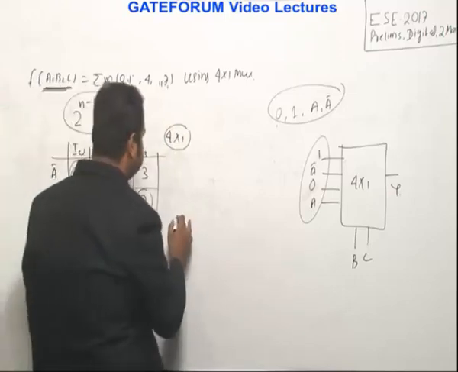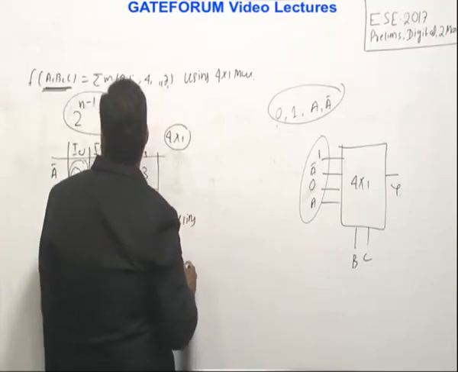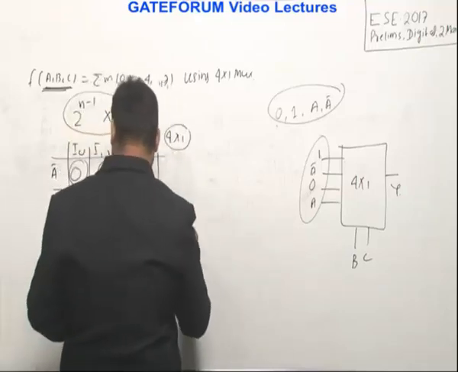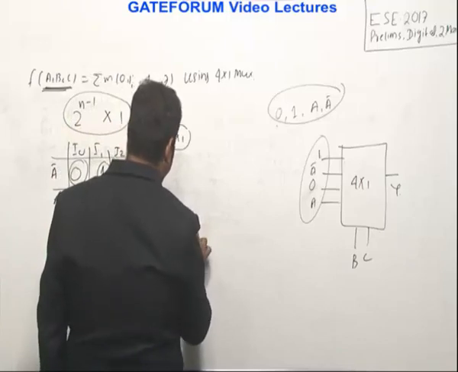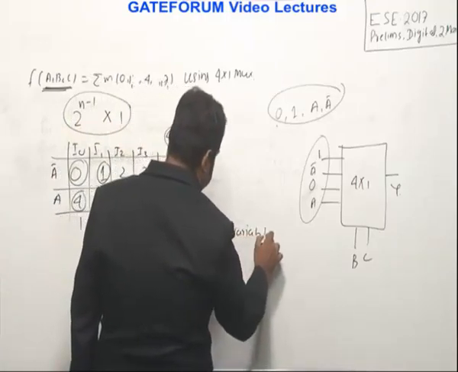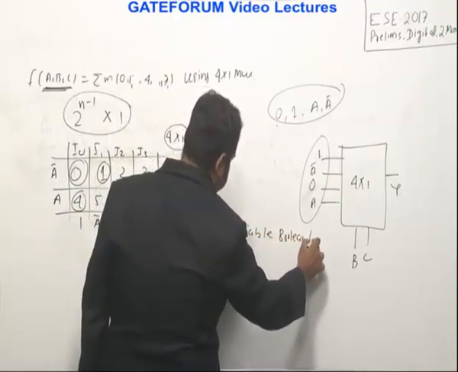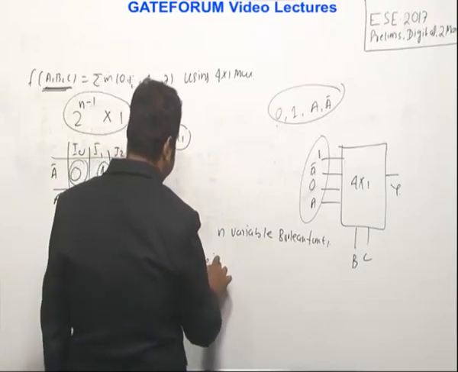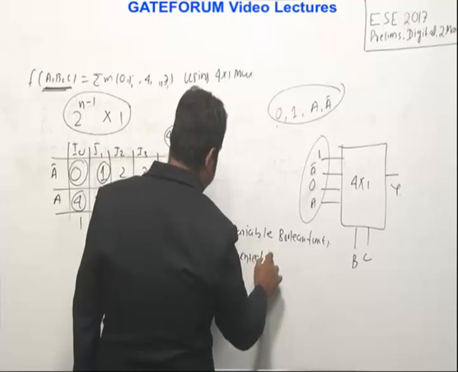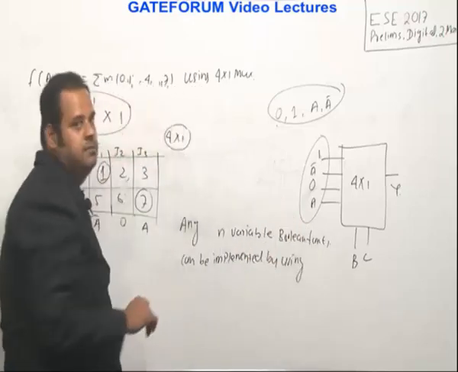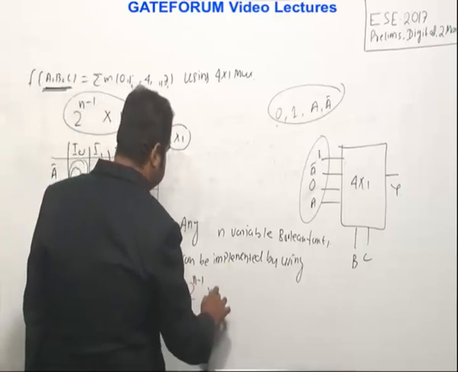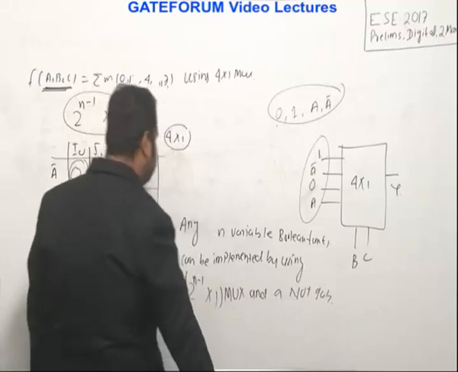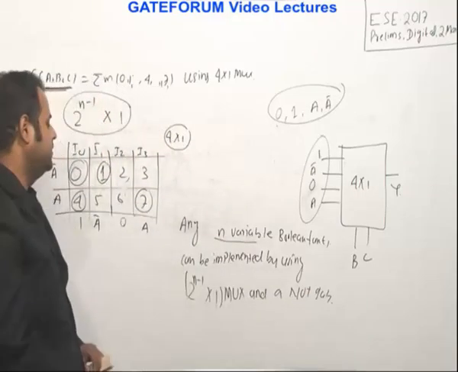So what is the meaning of it? The meaning of this is, for an n variable Boolean function, any n variable Boolean function can be implemented by using a 2 raised to power n minus 1 cross 1 mux and a NOT gate or an inverter. So any n Boolean variable function can be implemented using this structure, mux and a NOT gate.